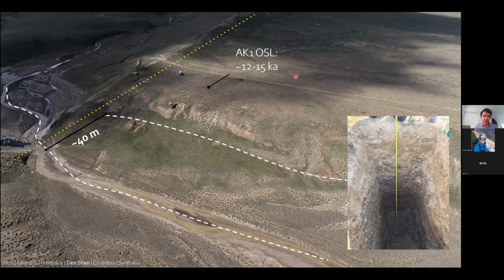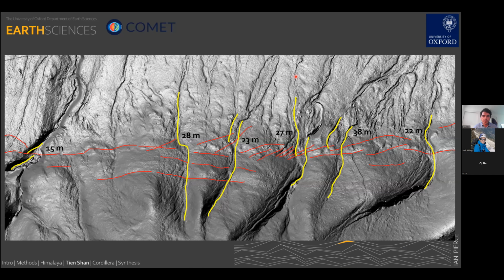Here's an example showing some of the drone data. We have a really clear fault zone and a whole number of different displacements. So here we have a 15-meter offset, about 28, 23, 27, 38, and so on displacements. And in total, we have about 30 kilometers of data along this fault zone.